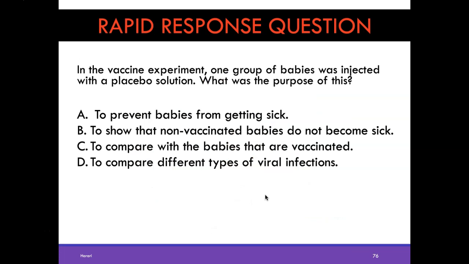In the vaccine experiment, one group of babies was injected with a placebo solution. What was the purpose of this? So pause here. And the answer is C, to compare with the babies that are vaccinated.